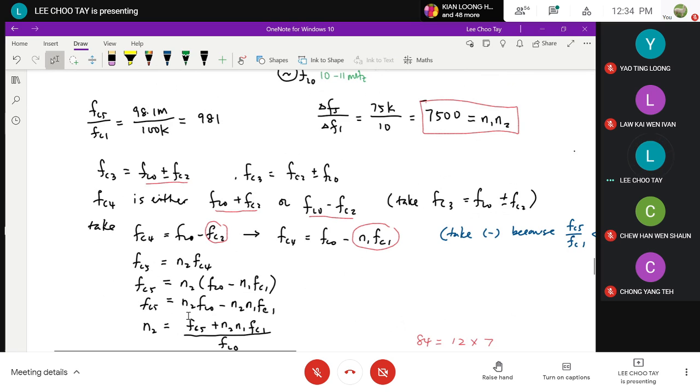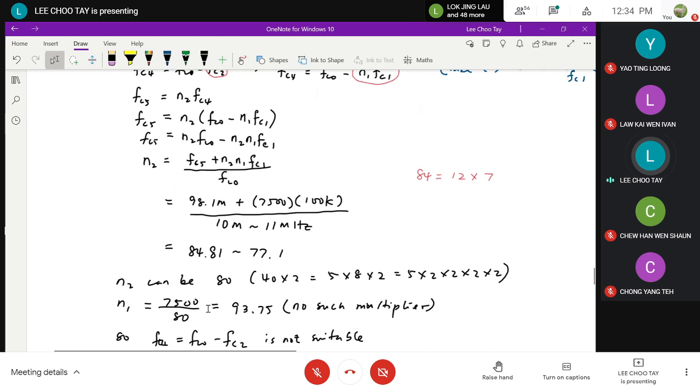I know N1 N2, I know FC5, I know FC1, FLO, I know the range. So I can find my N2 range from this equation. You need to substitute the value of FC5, which is 98.1. N1 N2 is 7,500. FC1 is 100K. FLO is somewhere between 10 meg and 11 meg.